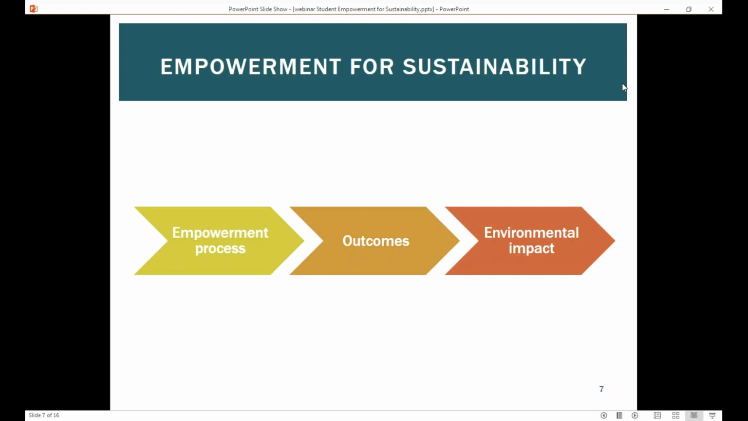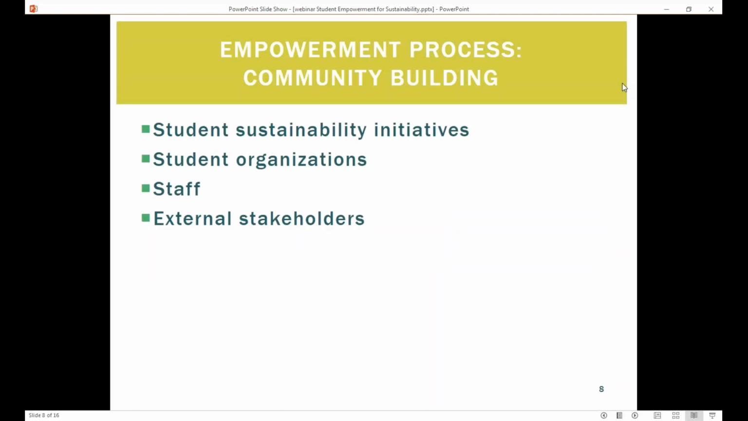So then I will explain a bit more about the process. I have 4 slides on it. One of the group empowerment components is community building, which means that you're working together with other actors towards a common goal, which in the case of the Green Office can be a lot of organizations: student sustainability initiatives, student organizations, staff, external stakeholders, and many more. I should have put 3 dots as well. But it might help to do a stakeholder mapping of your university, and you look at what their goals are, and then you see how you can match the goals of these organizations with your own goals to increase collective impact. So that's the community building.